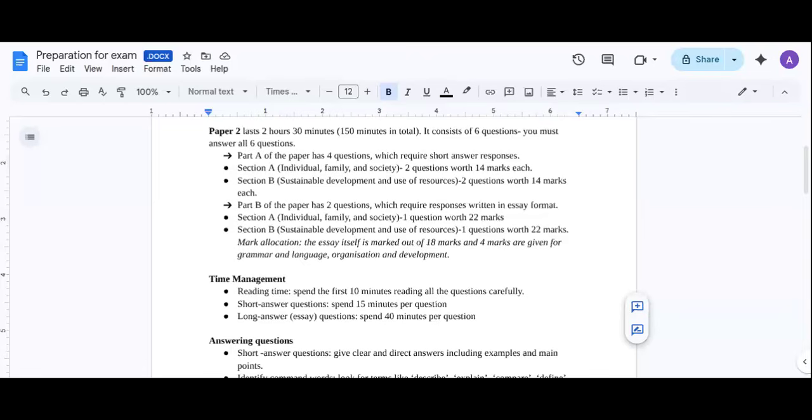So they may ask you to write a letter. So of course, they want to see the essay in a letter format. They might ask you to write an article, so you write it in an article format. They might ask you to write a speech to a PTA, so you start off with good morning, members of the PTA. So that is part of the 4 marks that is given for your grammar, organization and development.